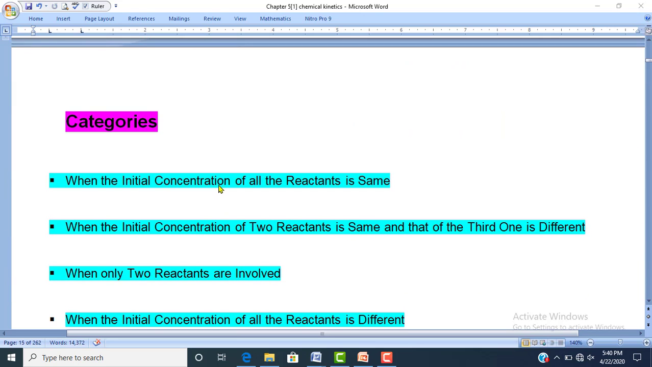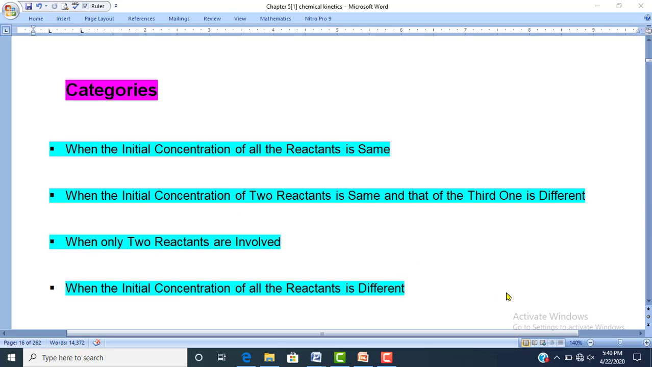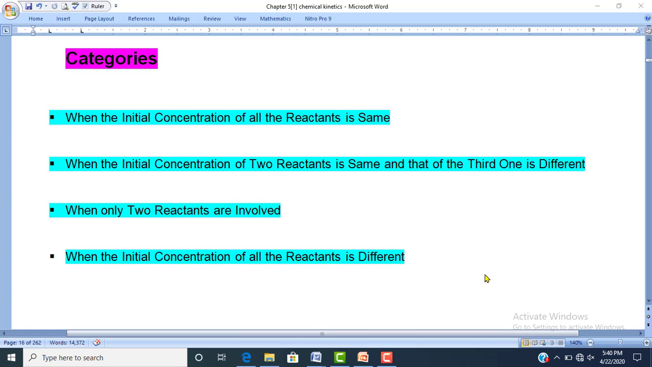With reference to category, third order reaction may be categorized into 4 types: number 1, when the initial concentration of all reactants is same. Number 2, when the initial concentration of two reactants is same and that of the third one is different. Number 3, when only 2 reactants are involved. Number 4, when the initial concentration of all the reactants is different.